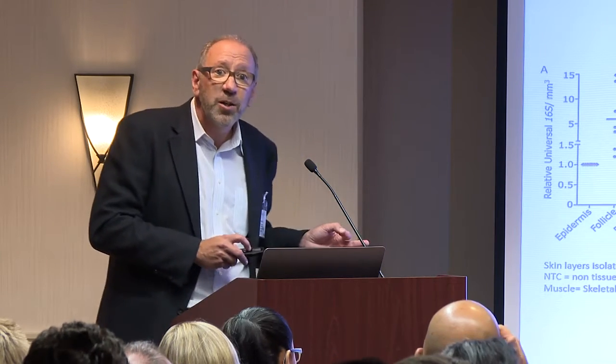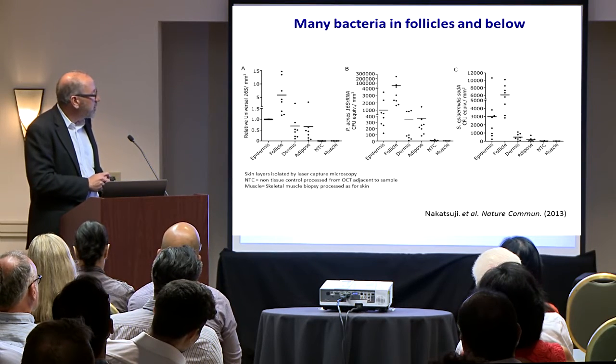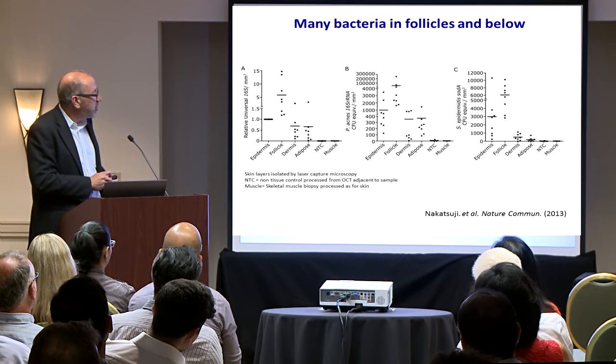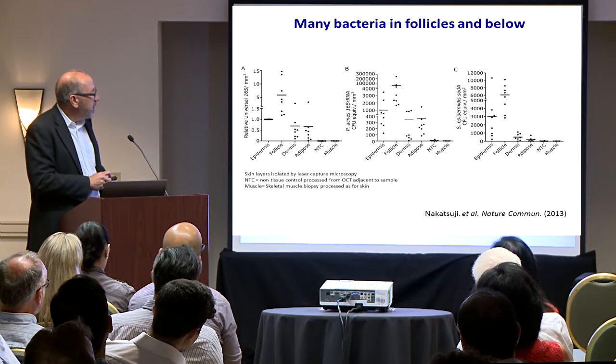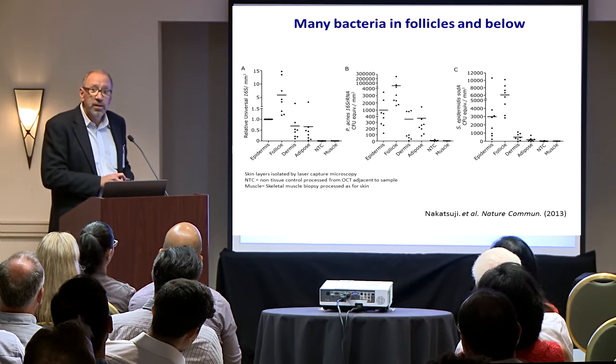And we were really surprised by some of this data. Direct your attention to the left first. Now this is just relative quantitative PCR looking at just 16S total. And the epidermis was set to 1. Each of these dots represents one individual.